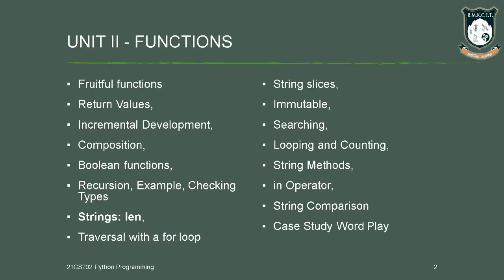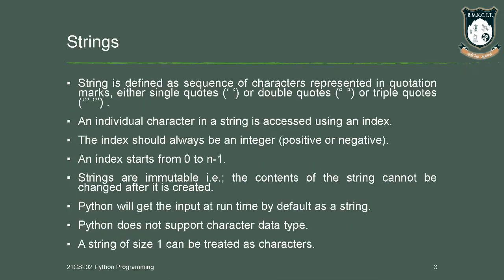In this video we are going to see a concept from the course Python programming. In the Python programming course we are dealing with unit number 2, functions, and here we are going to see the concept of strings. Now let's see what is meant by a string. A string is a data type which comes under the category of sequence.